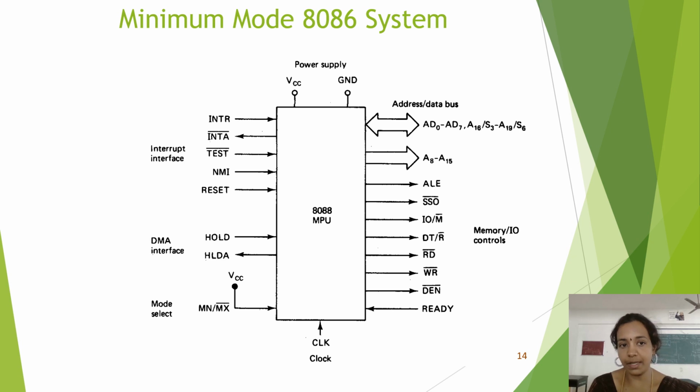This is also the pin diagram of the minimum mode 8086 system. Here it is a general representation, not the exact one. Here we have interrupt acknowledgement, test signals, non-maskable interrupt, reset, hold signals, hold acknowledgement, VCC, clock signals and ready. Whatever we had in the pin diagram, we have in this sketch, not in the form of pin diagrams, but as a sketch.